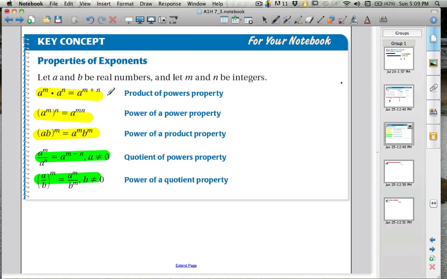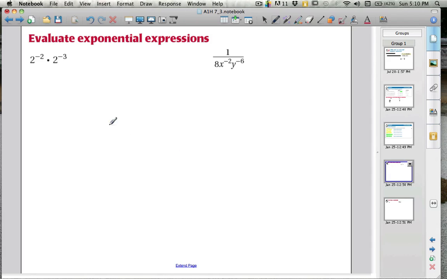So this is just a rehashing of the properties you've already learned. Multiplying with the same base, add the exponents. Dividing with the same base, subtract the exponents. If I have two items with different bases but the same exponent, whether I'm multiplying or dividing, I can leave the exponent alone and work with the bases. And when I take a power to a power, I multiply the exponents. So here I've got items with the same base, so I'm going to add my exponents. Negative 2 plus negative 3 is negative 5.